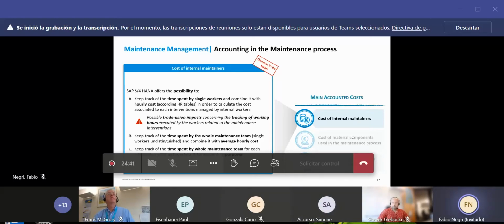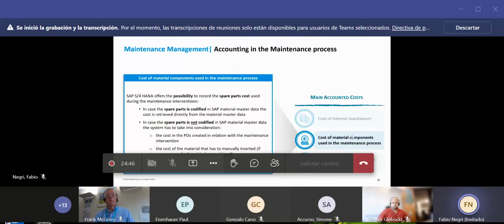Thank you. So I move to the next slide. Honestly, the main decision that should be taken here, the model is pretty standard, since we are talking about material or external services also, like in the last slide. So I would like to align you on the possibilities offered by SAP, considering the cost of the material. For the material, we would like to have it associated to the maintenance intervention. And we have to distinguish between two cases.